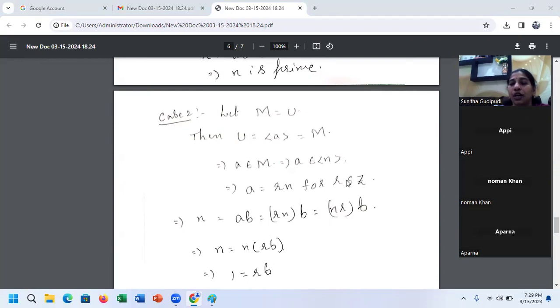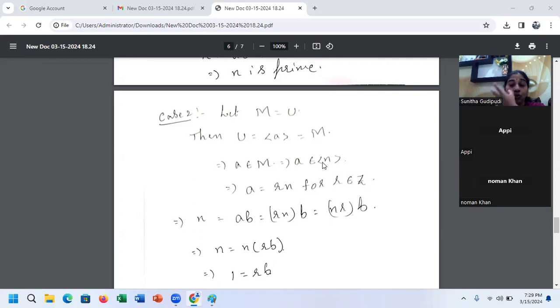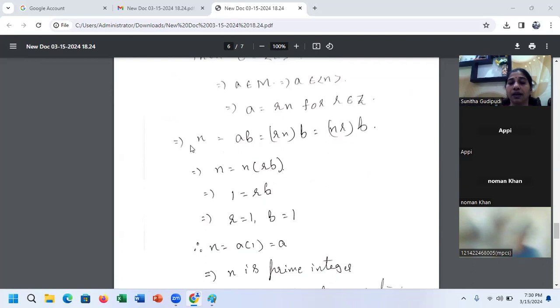So your a belongs to the ideal generated by n. What are the elements of the ideal generated by n? All multiples of n: 1, 2, 3, 4, 5, and so on. So your a should be some rn, for r belongs to Z. Then your n is equal to ab. But how can I write your a? I can write it as rn into b.